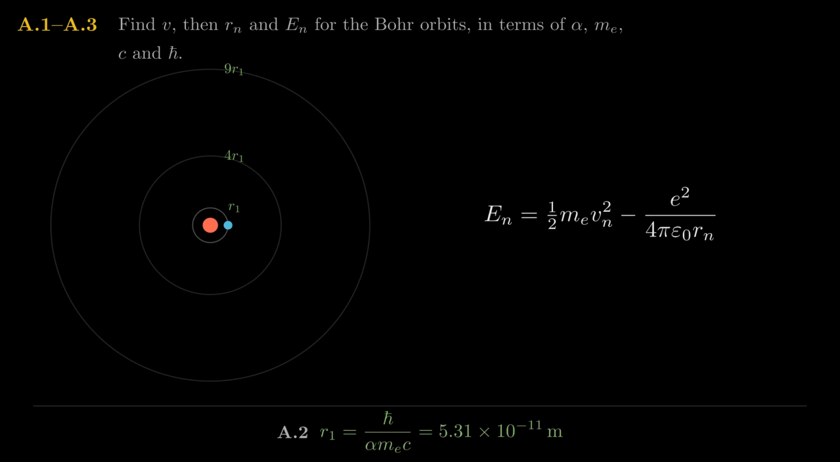Total energy is kinetic plus Coulomb potential. The kinetic term is exactly half the size of the potential one. That is the virial theorem for an inverse square force. Minus 13.6 electron volts. Notice the shape of it. The binding energy of hydrogen is just the electron's rest energy, times alpha squared, over 2.